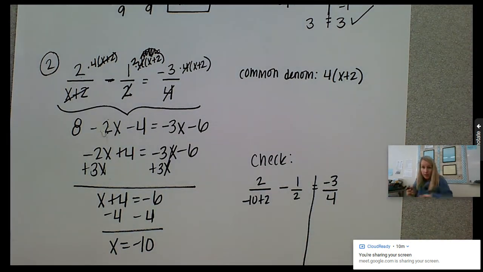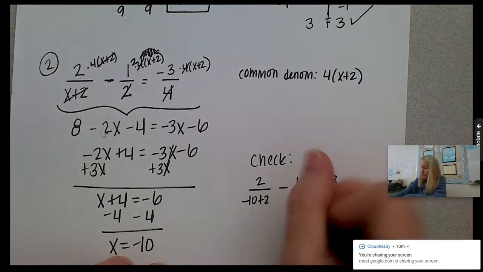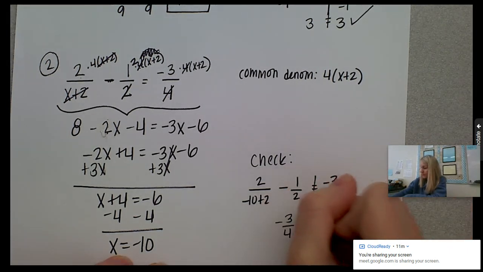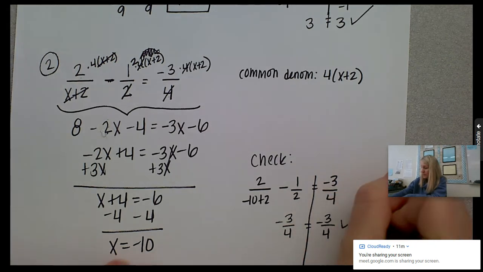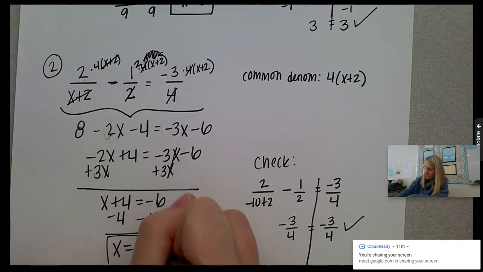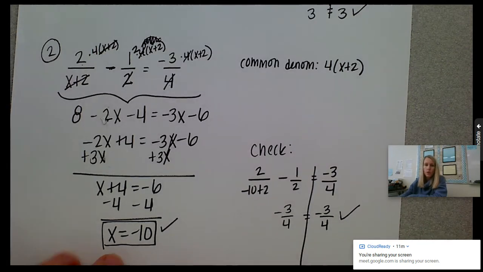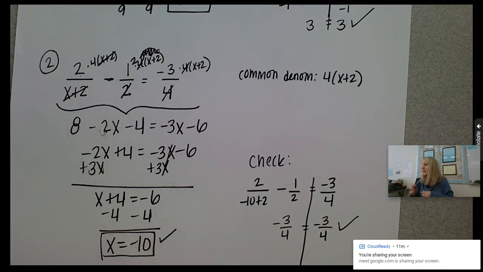So I'm grabbing the calc. I know that -10 plus 2 in that denominator is -8. So I'm just grabbing my calculator and I'll do 2 over -8 minus 1/2. Oops. Helps if you plug it in correctly. And when I hit enter, I get -0.75, which is the same as -3/4, right? So that does check out. This is my final answer, and it works. So we good. So once again, I'll always try to leave that up for a second just to give you some time.